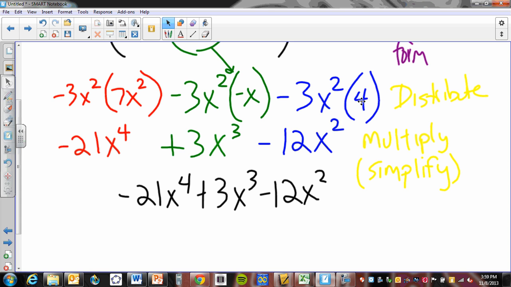And in blue, negative 3x squared times 4. So negative 3 times 4 gives us negative 12. And we don't have any x's to multiply by, so this x squared comes down. In this case, we don't have to simplify, because those are the only terms we have. So our answer, negative 21x to the 4th plus 3x cubed minus 12x squared.